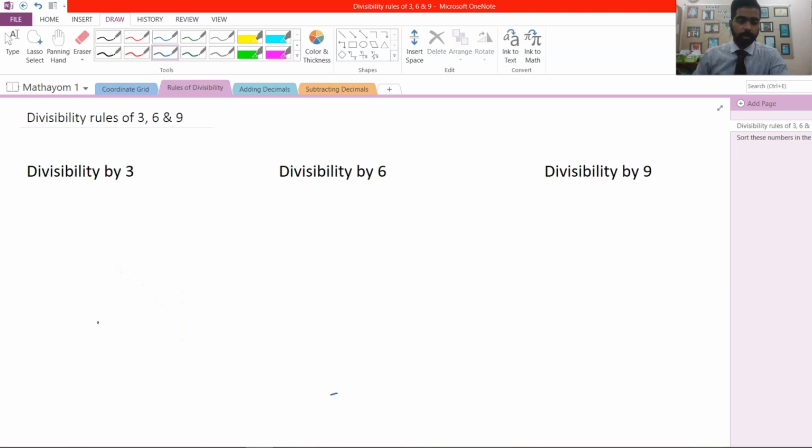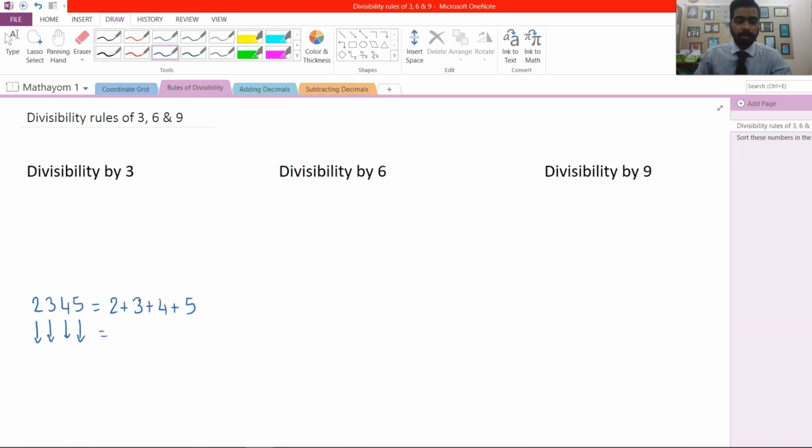Let's say, for example, I have a 4-digit number, let's say 2,345. Now, if we take the sum of it, the sum means when we add up the digits, these are all the digits. So it is a 4-digit number. So what we do is we take the sum of it and see if it is divisible by 3. So let's say 2 plus 3 plus 4 plus 5.